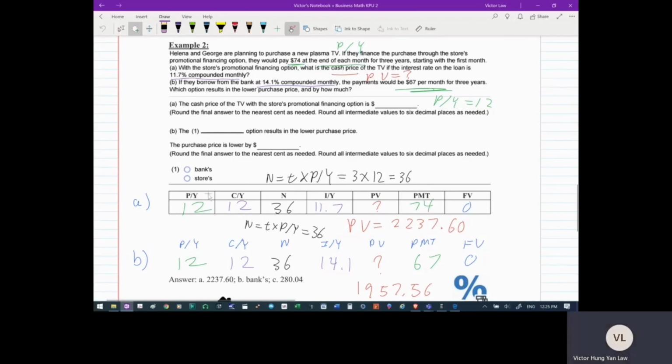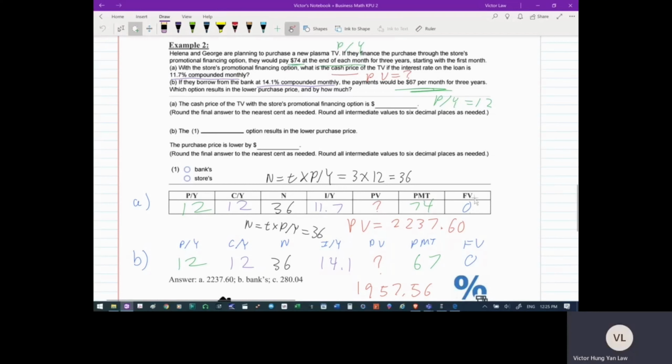So that's our PY. And then the interest rate is 11.7% compounded monthly. So 11.7%, that's your IY, compounded monthly. So CY is 12. So again, make sure you know where to get the CY and PY. CY comes from the compounding per year, so that comes from the interest rate, and PY comes from the payment per year, so that comes from the payments. And then when we have PMT, our N equals T times PY, so we have 3 years, 3 times 12 gives you 36, that's the number of periods for N.